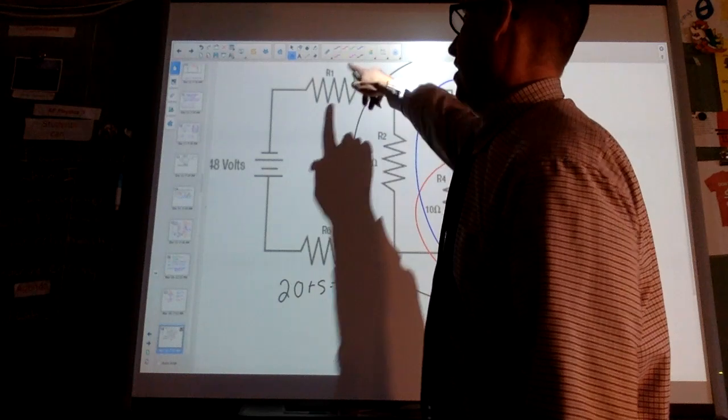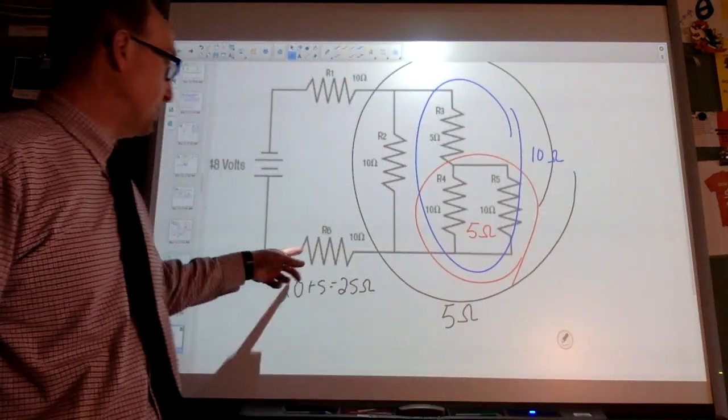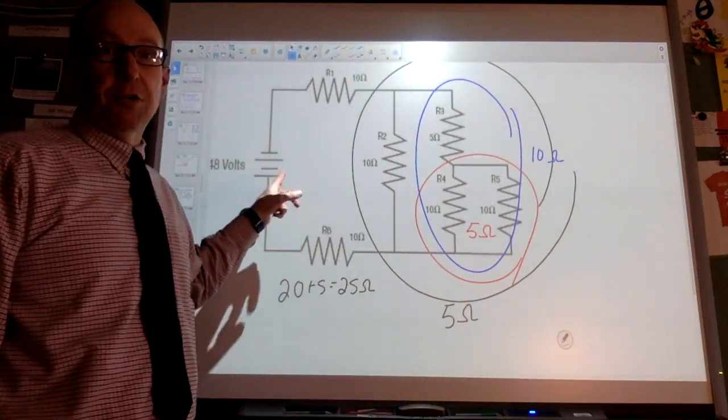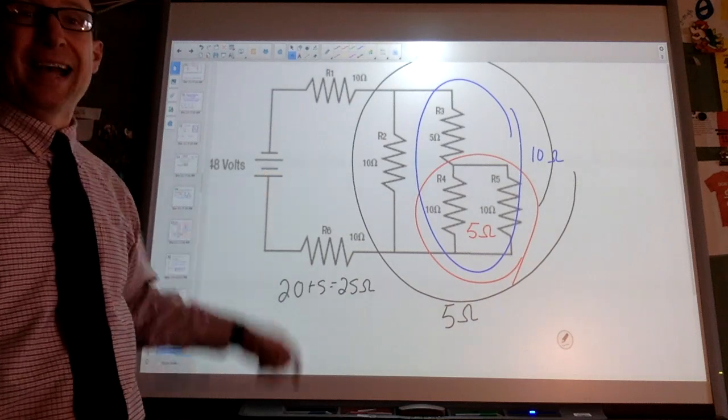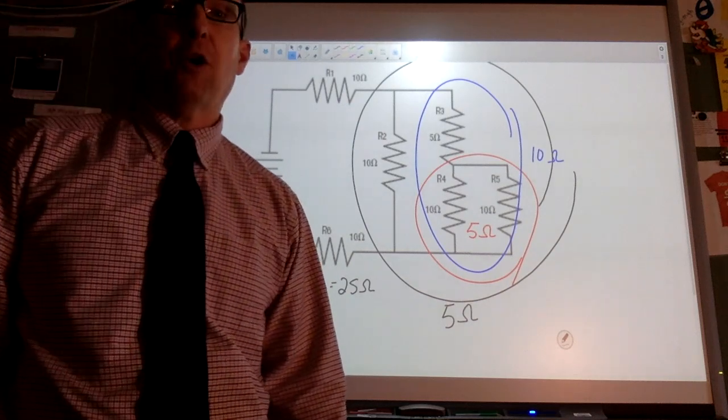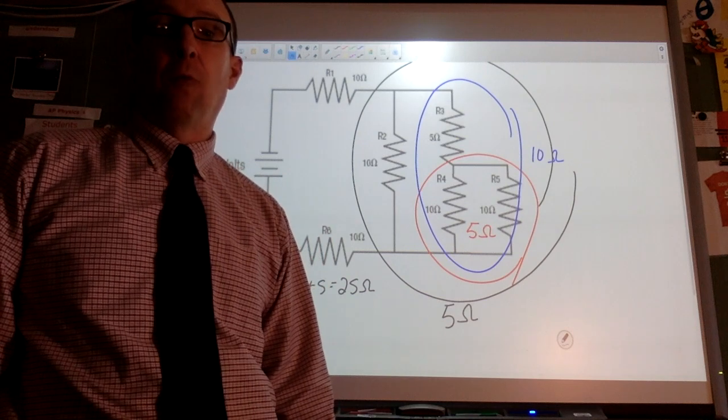You don't have to combine these right off. But these are in series. These three things are in series. Even though this isn't a resistor, it's also in series. What does it mean to be in series? It has the same current. So the same current's going through the battery that's going through R1 and R6.